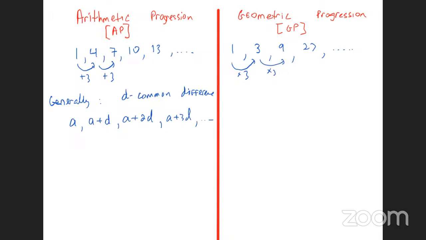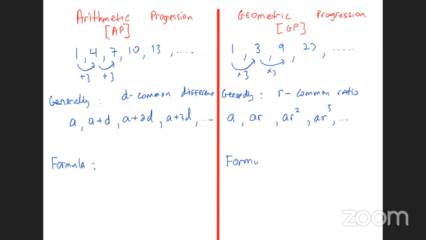A GP, on the other hand, generally is A, and you multiply A by what we call the common ratio. Right? So you multiply A by R, and you multiply A by R again. So you get A times R squared, then A times R cubed, and so on and so on. All right? And that brings us to the formula.